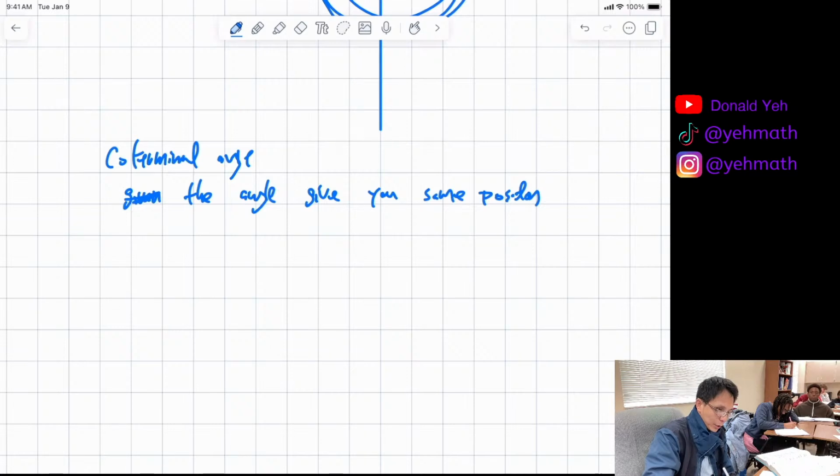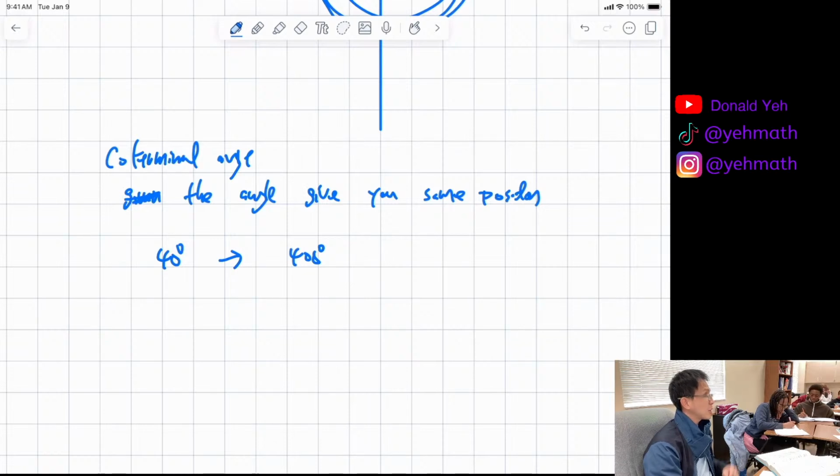So what if you have 40 degrees? What will be exactly the same position as 40 degrees? What is it? 400. That's good. So that's going to be 400 degrees. How did he know that? Just add 360. You rotate exactly 2 pi or 360 degrees, and that is going to give you 400 degrees.